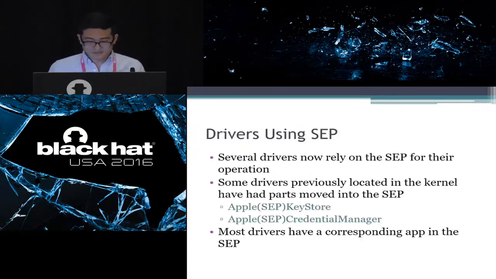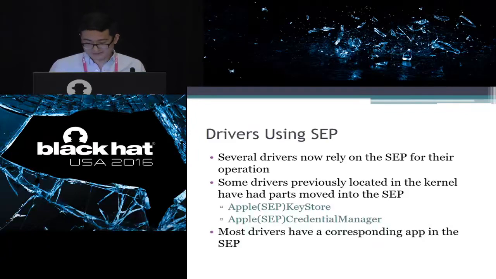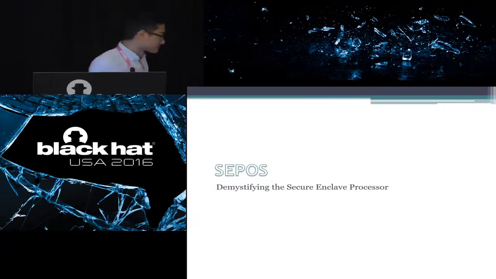So with this RPC mechanism, a lot of the drivers that used to be exclusively in the iOS kernel have now been moved to the SEP. And the drivers themselves: what used to be Apple Key Store is now renamed Apple SEP Key Store. What used to be Apple Credential Manager is now named Apple SEP Credential Manager. And these kernel extensions are merely stubs that just call into the corresponding application in the SEP using that communication mechanism. And now Tarjay will talk a little bit about the details of how SEPOS works.